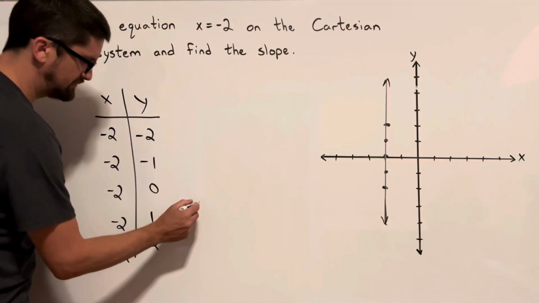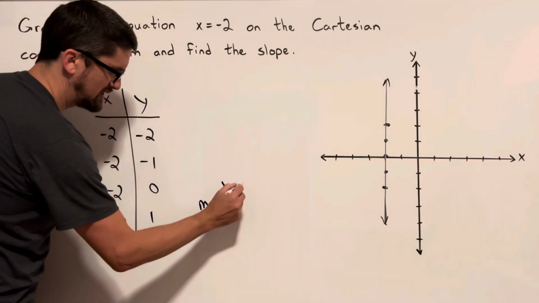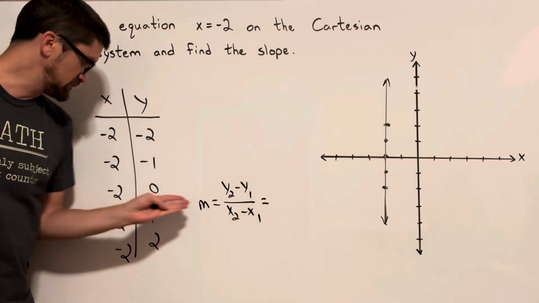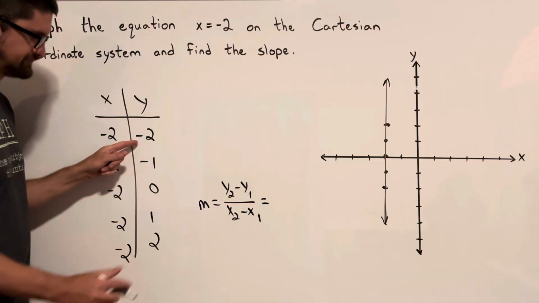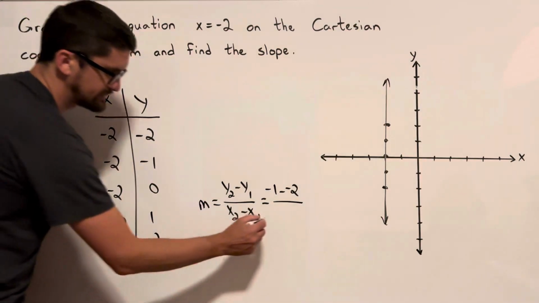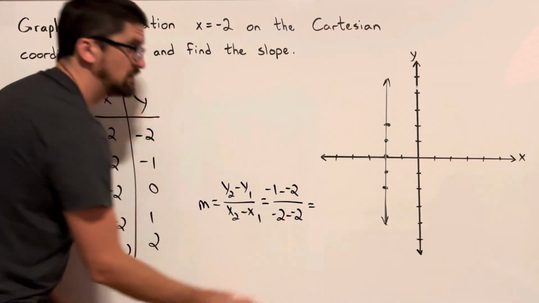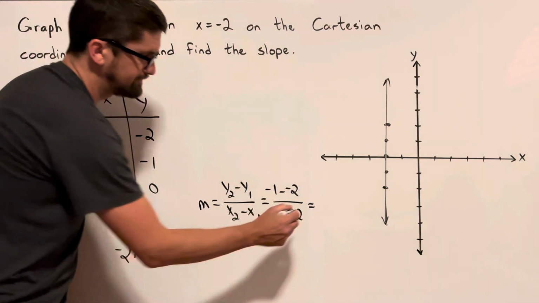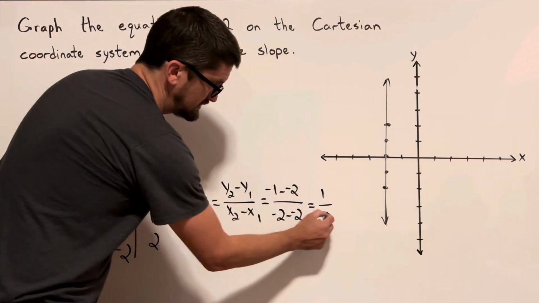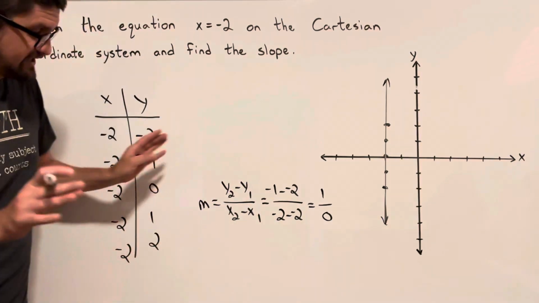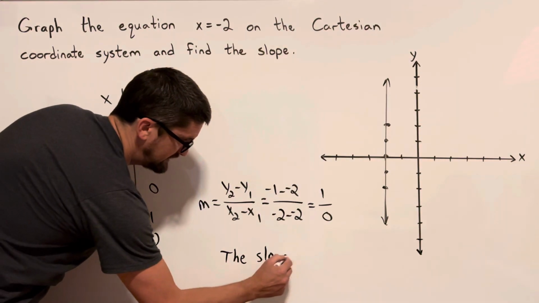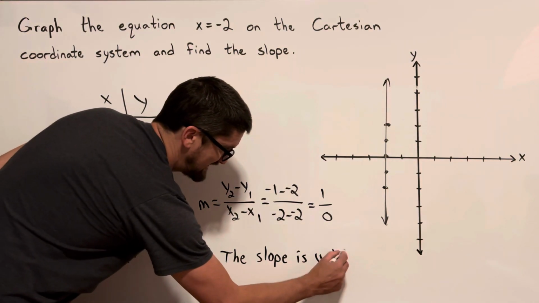You could use the formula here, y2 minus y1 over x2 minus x1. You could do this between any 2 points here. Get -1 minus -2 over -2 minus the -2. This is -1 plus 2, which is 1. And then this is -2 plus 2, which is 0. Divided by 0 doesn't work, so we say the slope is undefined.